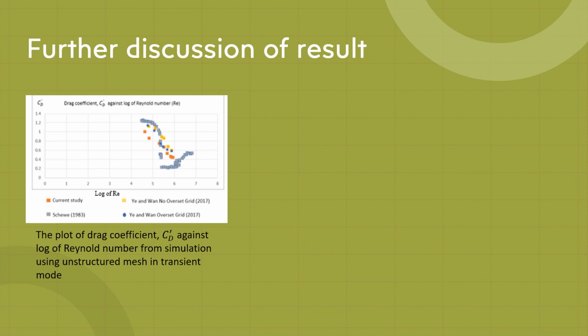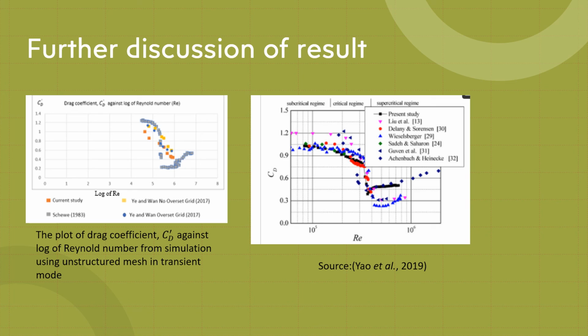So from the plot of results for the fixed cylinder, we can see that the trend of the current study cannot duplicate the trend of the experimental result of Sui 1983. Usually for experimental results, for example from Yao et al. and various scientists, the trend of the experimental result consists of the subcritical regime, critical regime, and supercritical regime.